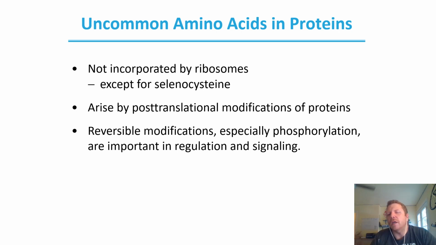Now, we've been talking about proteinogenic amino acids, those amino acids that are integrated into proteins, but there are other amino acids that are uncommon, those that are not incorporated by the ribosomes. One exception is selenocysteine, which is basically a cysteine residue, but rather than having a sulfur, it has a selenium atom. Uncommon amino acids in proteins arise from post-translational modifications. These are generally reversible modifications, especially phosphorylation.